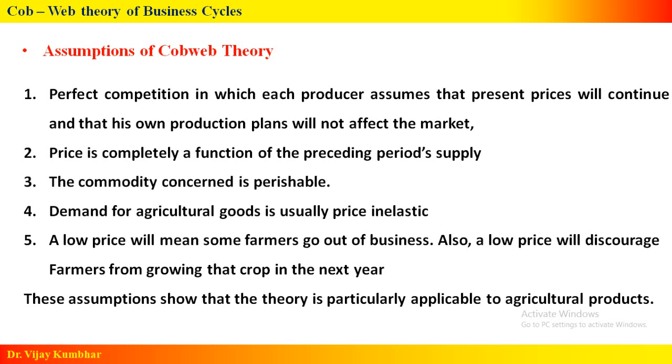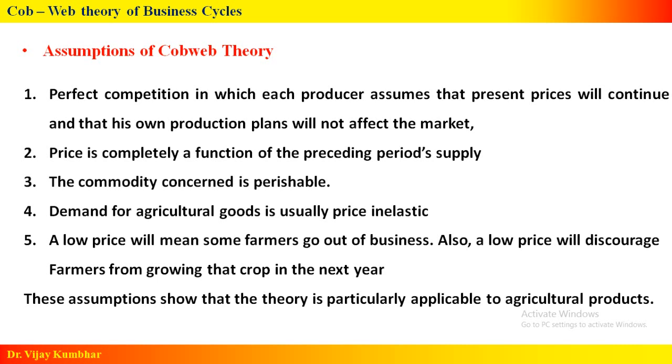In the case of the agriculture sector, the production or supply will not increase immediately because there is the cultivation process. Hence, the price is a function of the production of the agriculture commodities in the preceding year or the earlier year. The commodity concerned is perishable. Here we also assume that the commodity we are going to discuss is a perishable commodity. It is not a durable commodity.